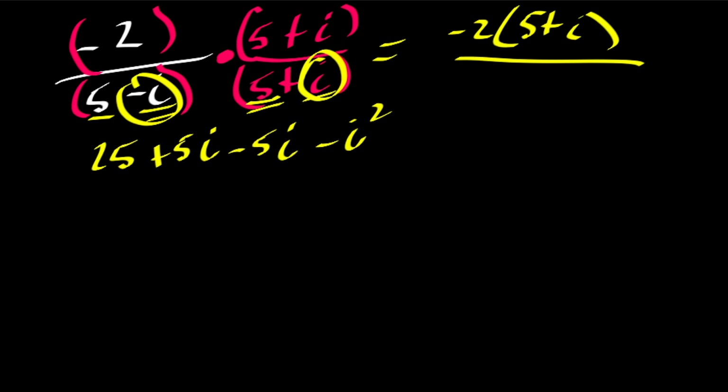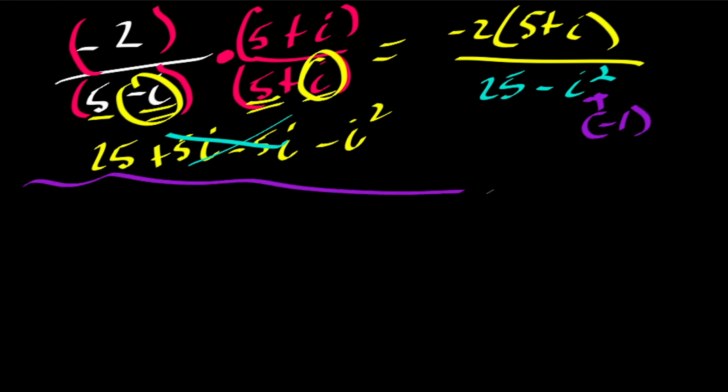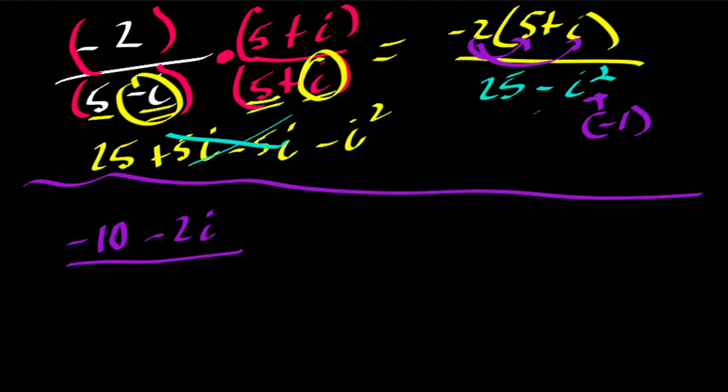So now you can see what this leaves me with. It leaves me with 25 minus i squared. And now I have another opportunity to take i squared and replace it with negative 1. So I can say negative 10, because I'm distributing negative 2 to 5 and to i, negative 10 minus 2i all over, this would become 25 plus 1, so that would give me 26.